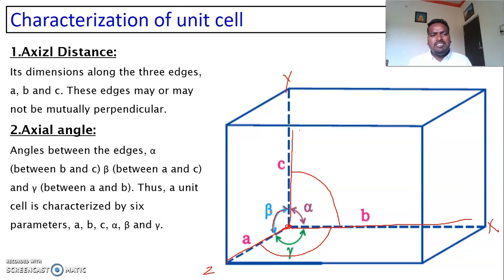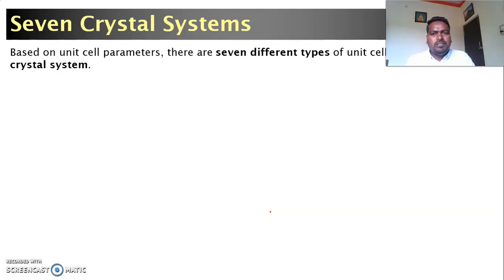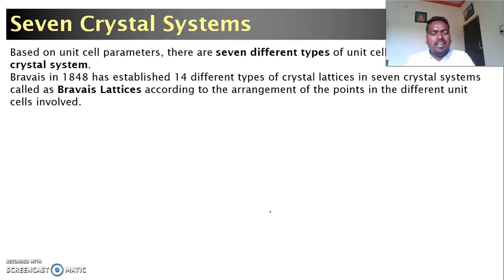As I said, the axial angle and axial distance differ for different types of unit cell made by different atoms. That's why these two parameters are used to identify a unit cell or to study other characteristic properties of a unit cell. That's why these two are important. Based on these axial angles and axial distances, we classify the crystalline systems into 7 types. Different crystalline systems exist, and this is based on axial distance and axial angle.